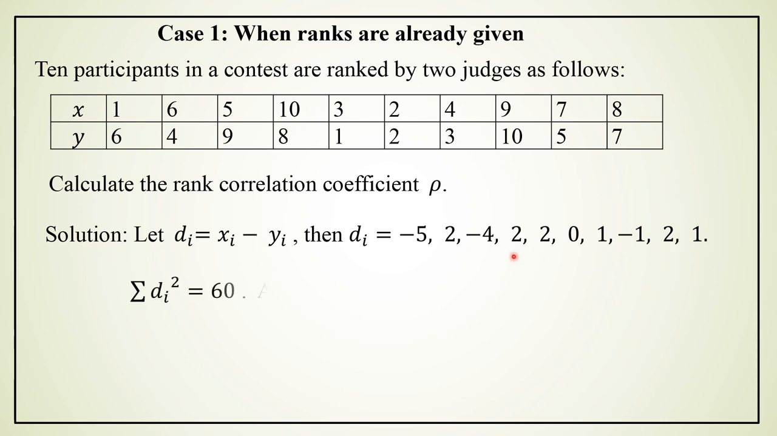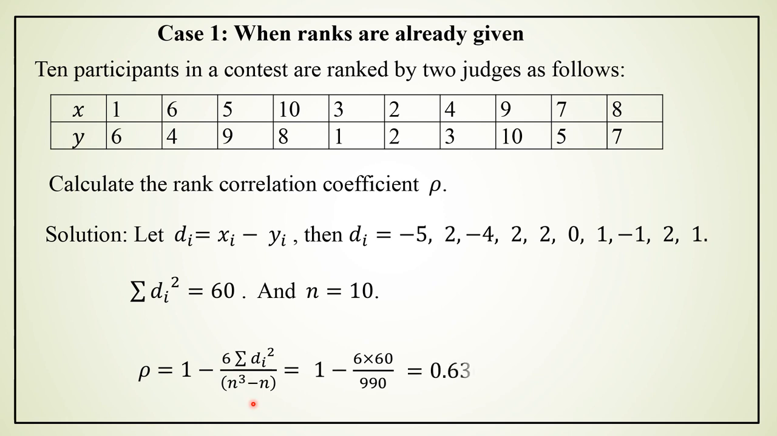Then just take the sum of the squares of these differences, which will be equal to 60. And observe over here, n is 10. So let us find the correlation coefficient, which is given by the formula rho is equal to 1 minus 6 into summation of di square divided by n cube minus n. Substitute the values so that you are going to get the value of rho is equal to 0.6364.